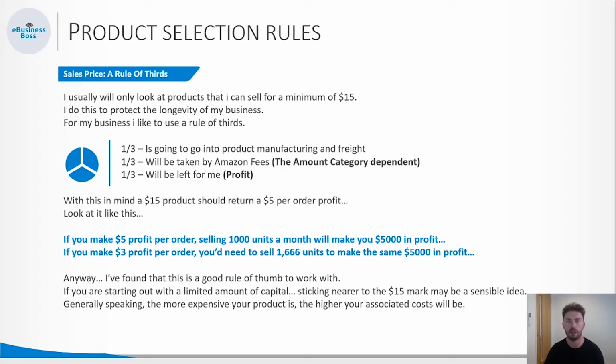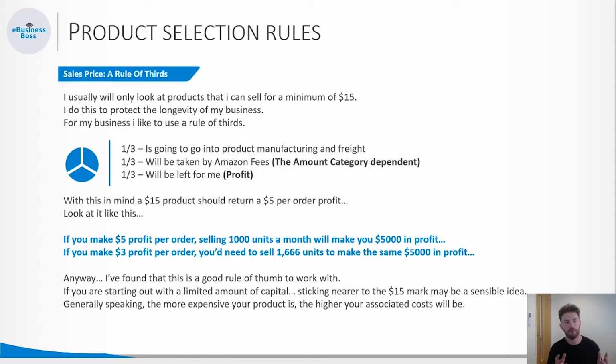So usually you can say that a third is going to go into the product manufacturing and freight. A third is going to be taken by Amazon fees. Now, this is going to be category dependent and dependent on the product you sell. And a third should be left for you for profit. Okay. Now, I'll go into more detail on this later, but there's very, very specific rules we follow. Now, with this in mind, a $15 product should return a $5 profit for every unit you sell.